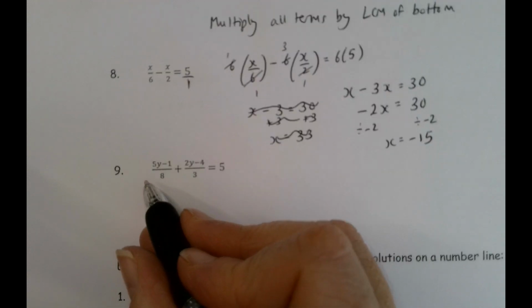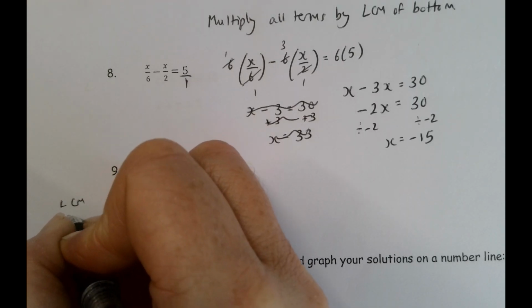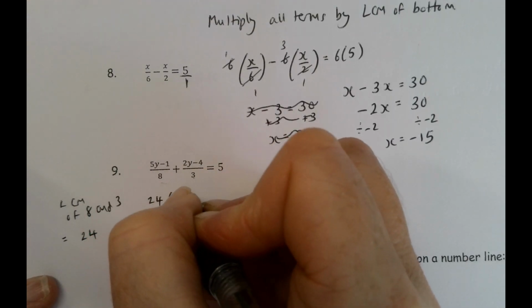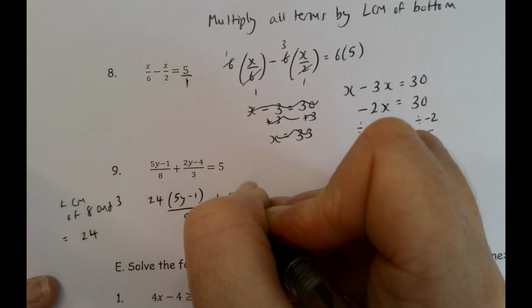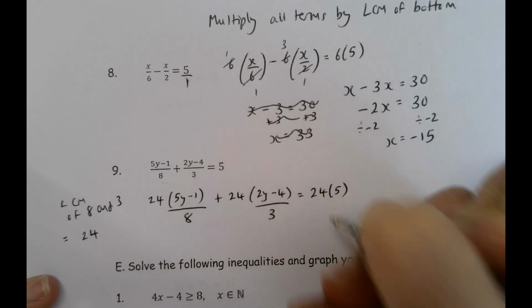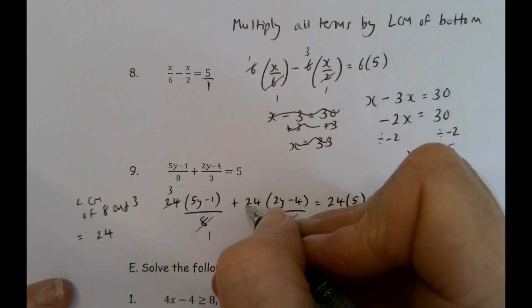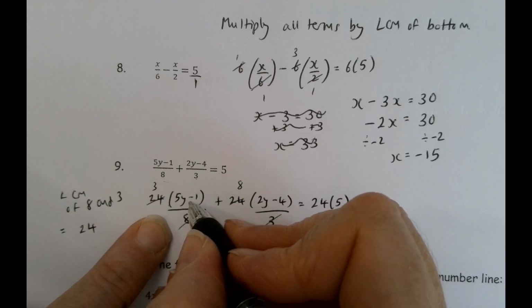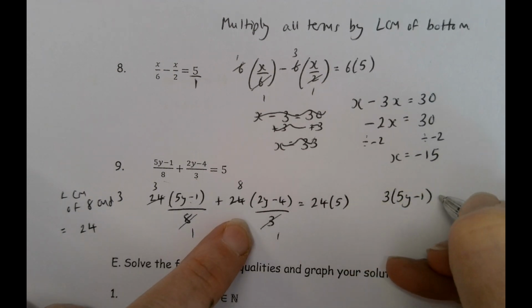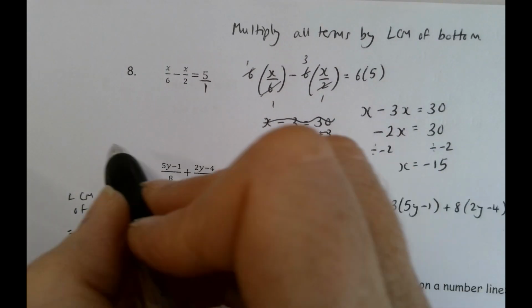Okay, what's the common denominator here, or what do I multiply by to get rid of 8 and 3? 24 is the smallest number. LCM of 8 and 3 is 24. So 24 by 5y minus 1 over 8 plus 24 by 2y minus 4 over 3 is equal to 24 by 5. So 8 goes into 8 once and into 24 3 times. 3 goes into 3 once and into 24 8 times. So I have 3 by 5y minus 1 plus 8 by 2y minus 4 is equal to 24 by 5, which is 120. Let's just put a line here.